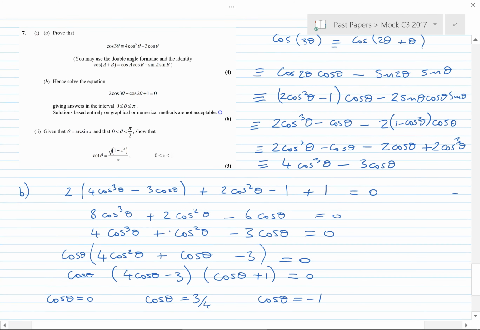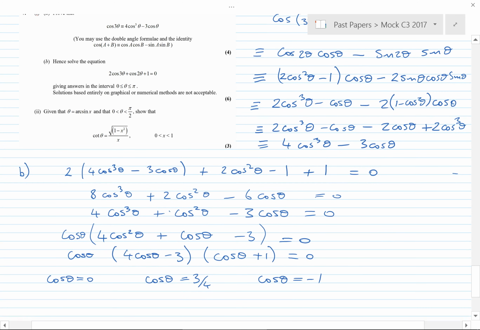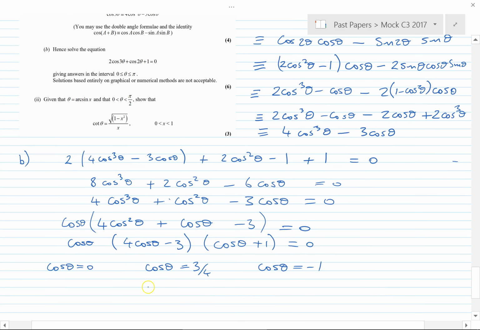Now, we're in radians still, so we must make sure that we've still got radians. In fact, degrees weren't involved in any of the questions on this paper. The range that we're doing is 0 to pi, so there's only going to be one solution between 0 and pi for each of them. So we're just going to get one solution from each one. Cos theta equals 0 gives us theta equals pi by 2. None of the other ones actually lie within the range.